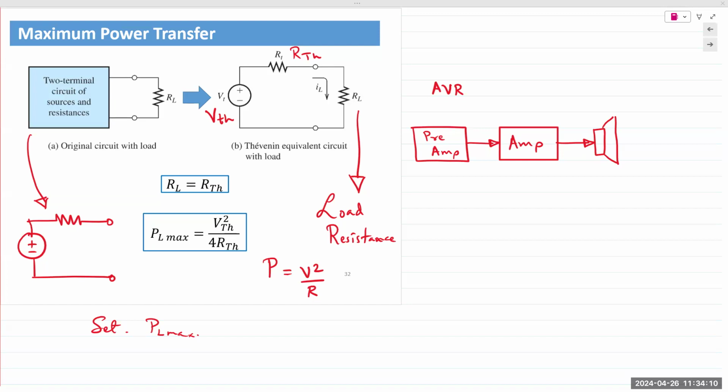Let's see. That's about it for chapters 1 and 2. So now we'll get into chapter 3 and then chapter 4, where we'll talk about capacitors and inductors. Any questions before I move on? Okay. Yes.